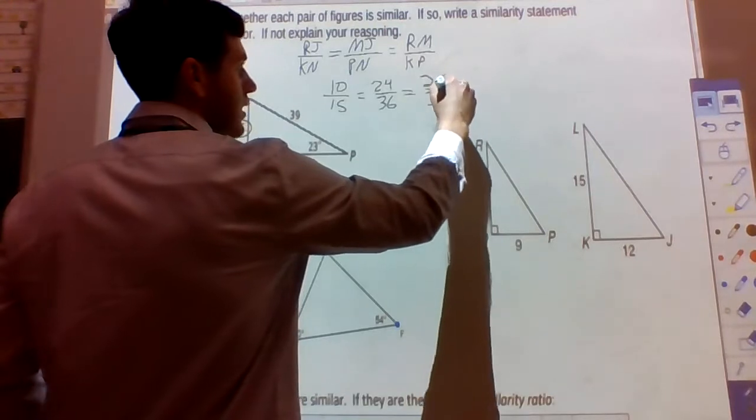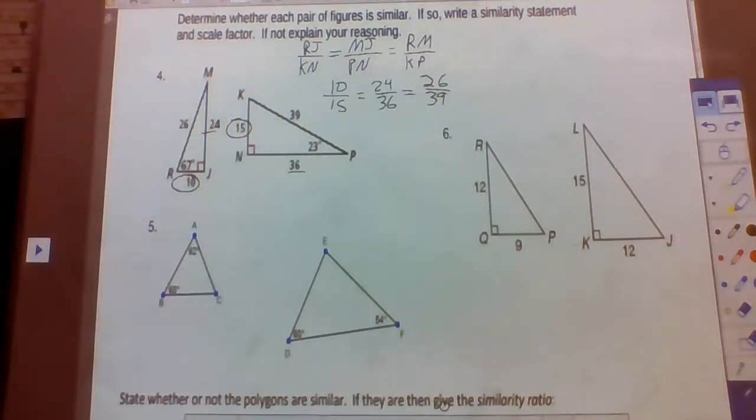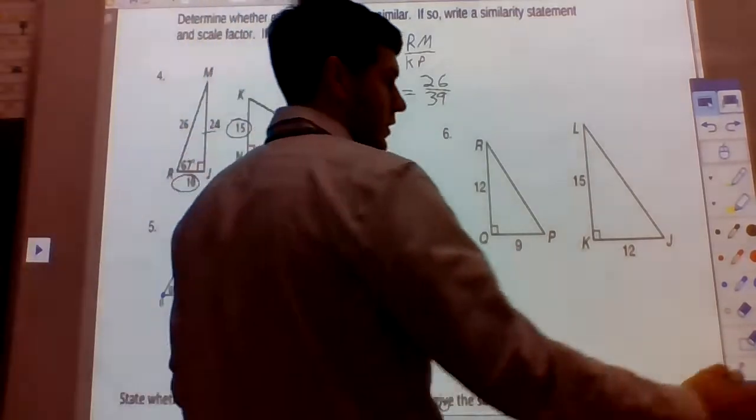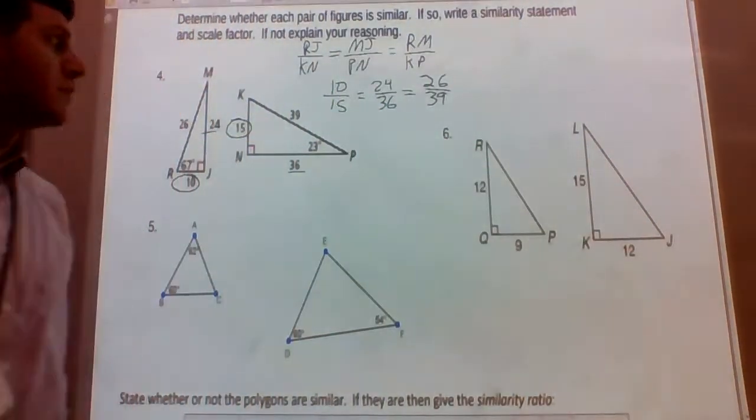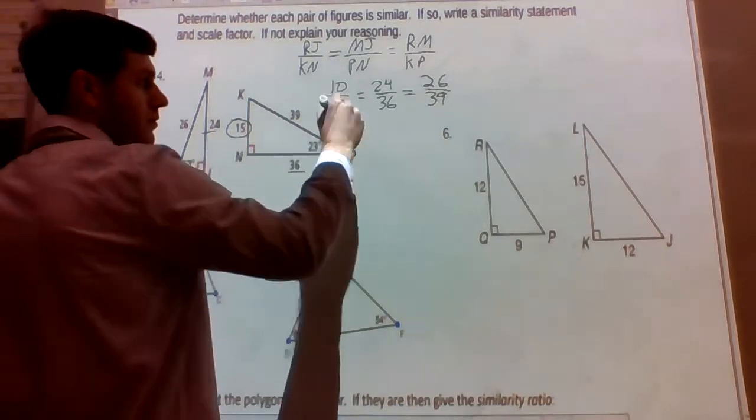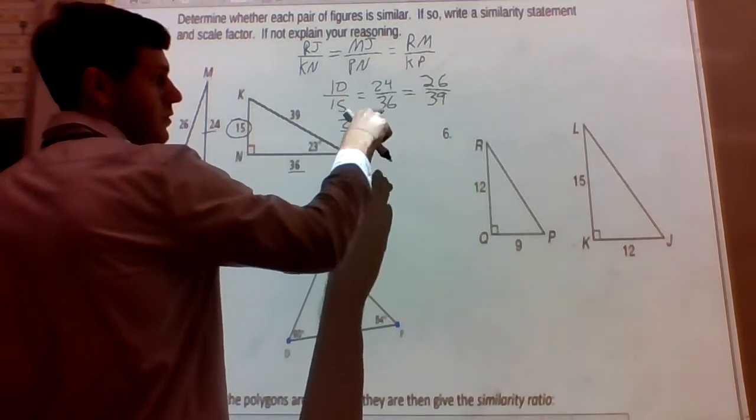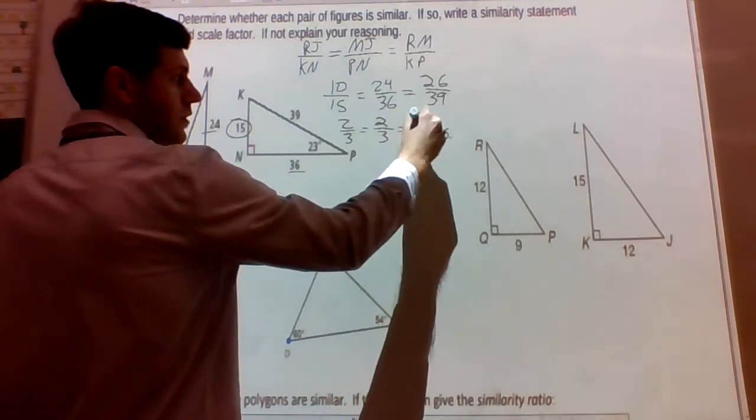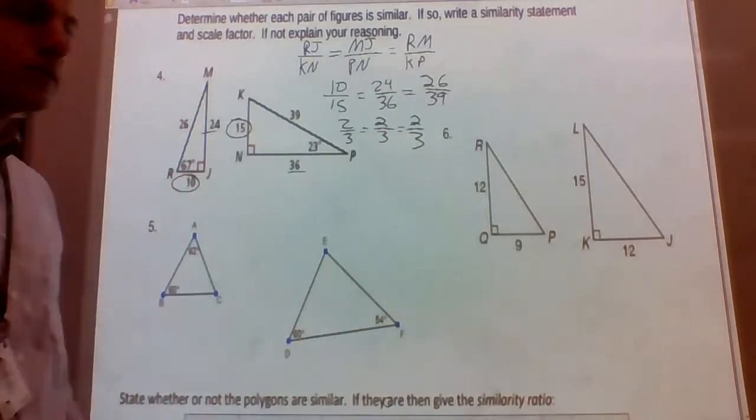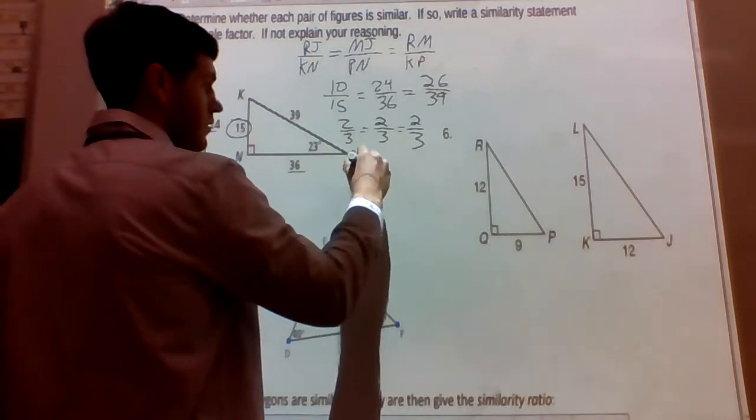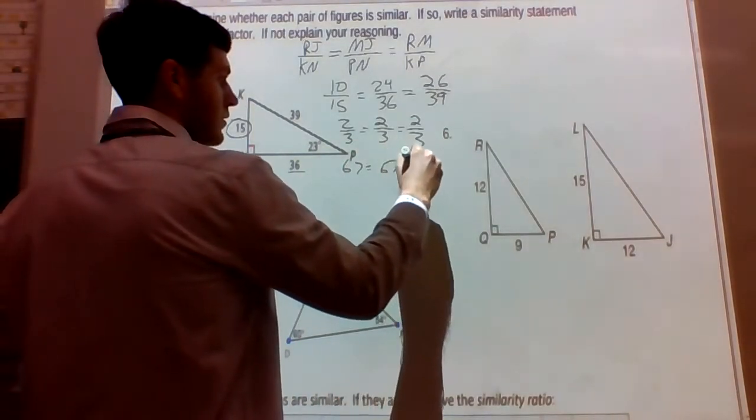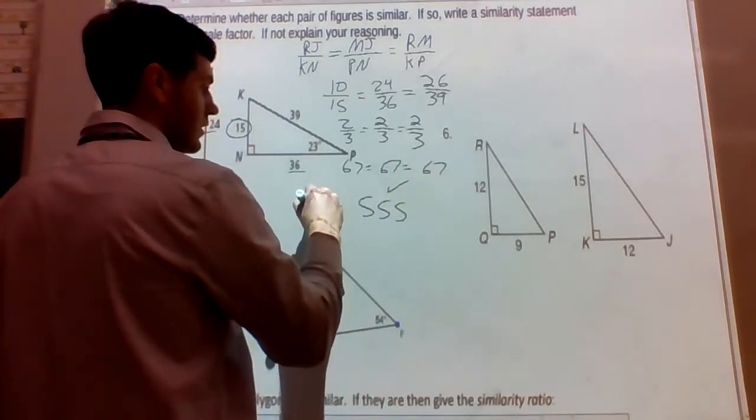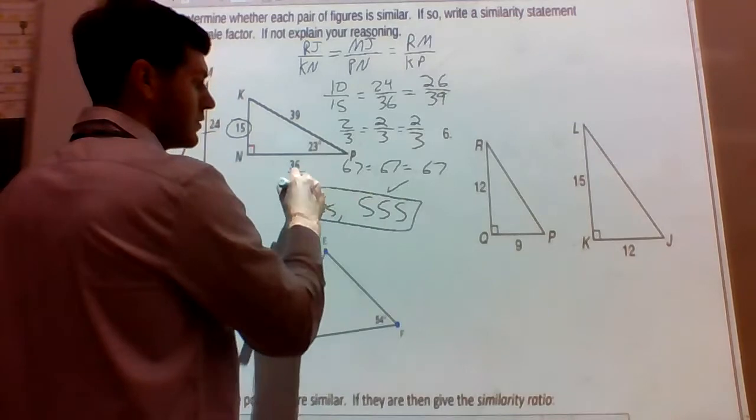These three ratios are equal. We know the three sides will be proportional, and if the three sides are proportional, we know the triangles are similar by side, side, side. This is 2 over 3, this is 2 over 3, and this is also 2 over 3. If you put it in your calculator, you get 0.67, 0.67, 0.67. So it's a yes, they are similar by side, side, side.